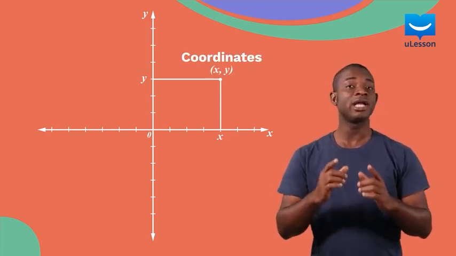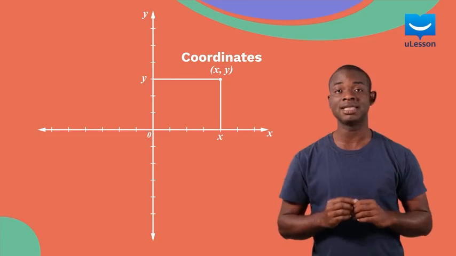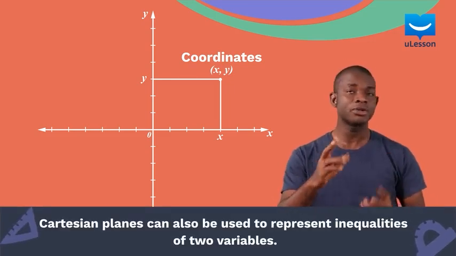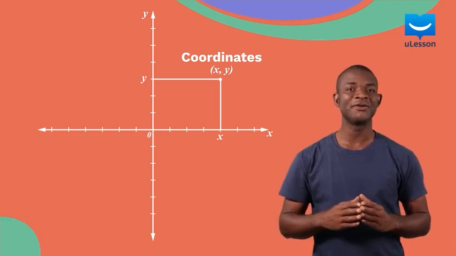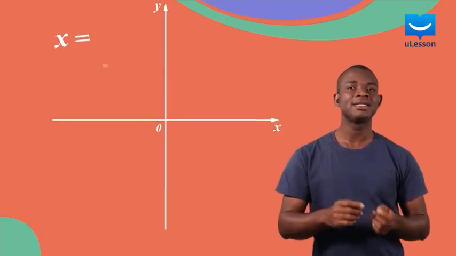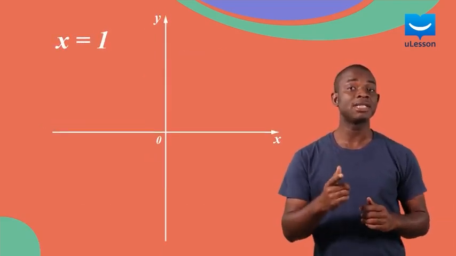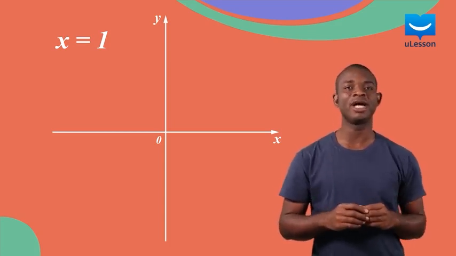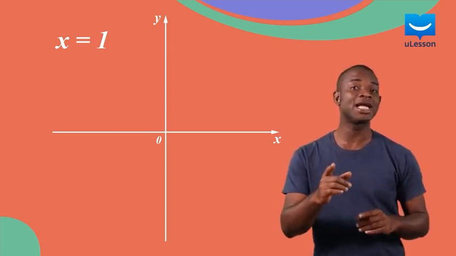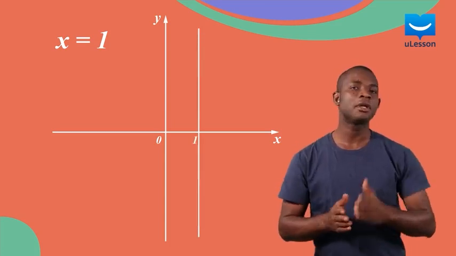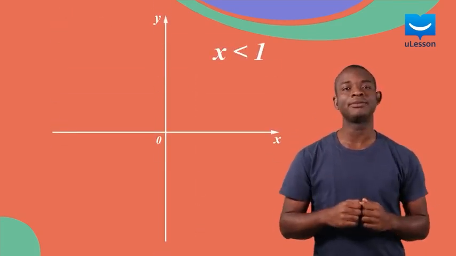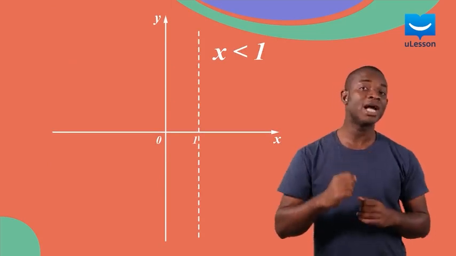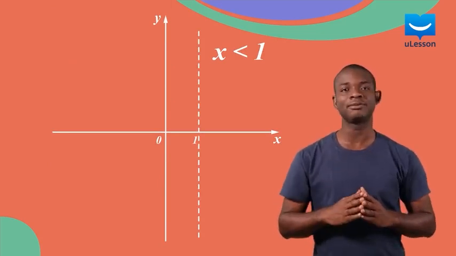Another implication of the Cartesian plane being number lines is that we can also represent the inequalities of two variables on the plane. So, if an equation is x is equal to 1, it means that irrespective of the value of y, x will always be 1. Hence, it is represented with a straight line. What if x is less than 1? We represent it with broken lines because the values of x do not include 1.